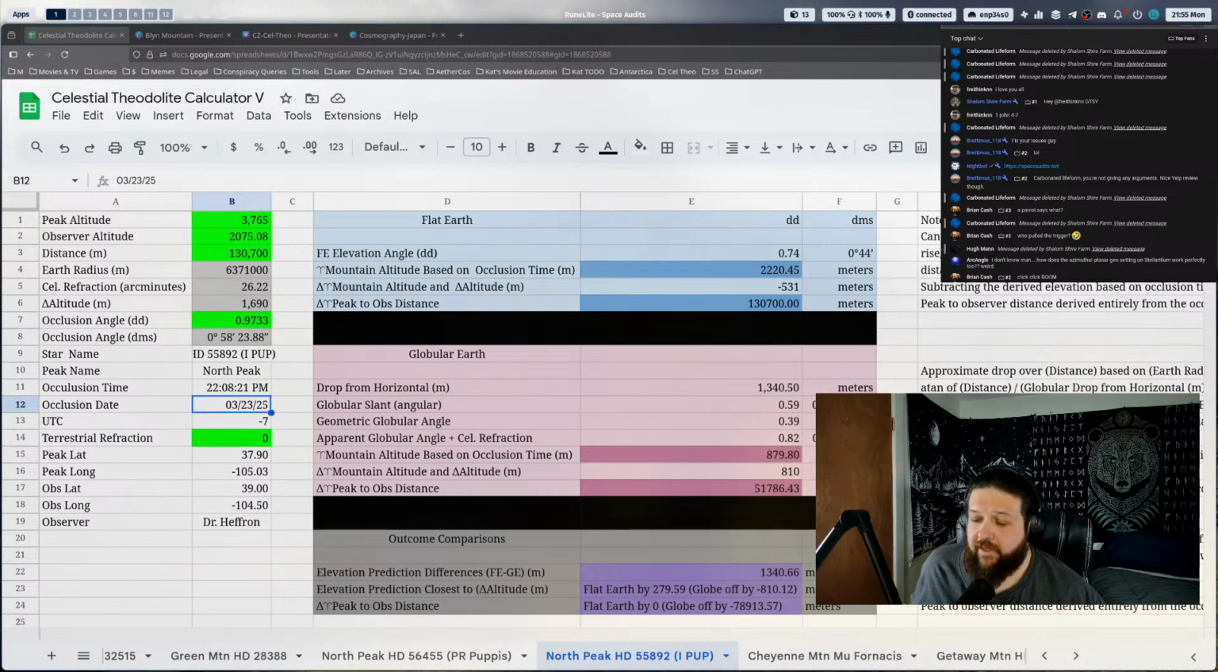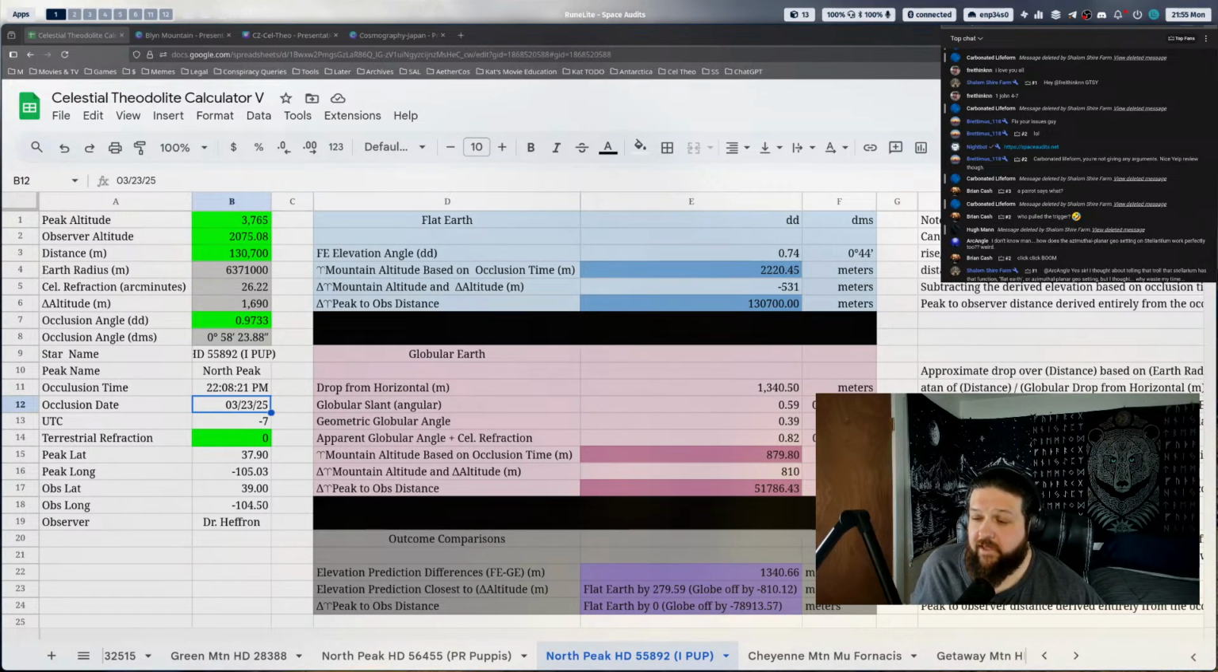Bro, I don't know what you're saying. You're not even talking about the same thing I'm talking about. I already said that the theodolite optical drop isn't in contention. We agree that there's an optical drop. What we're trying to find out is if that drop is physical or if it's optical.